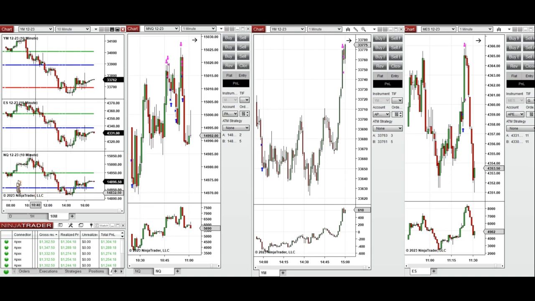So I took during this long wave several long positions on Nasdaq and also on S&P 500, and later on also on YM when it became trendy around 2 o'clock. So these signals were copied by copy trader to multiple Apex Trader Funding accounts.